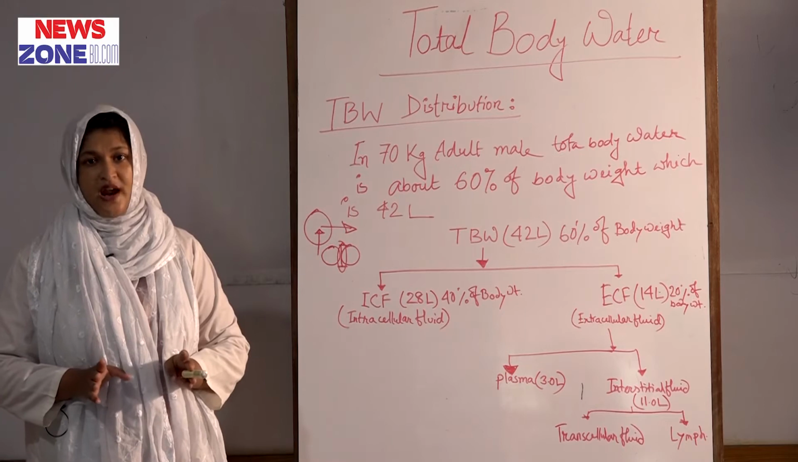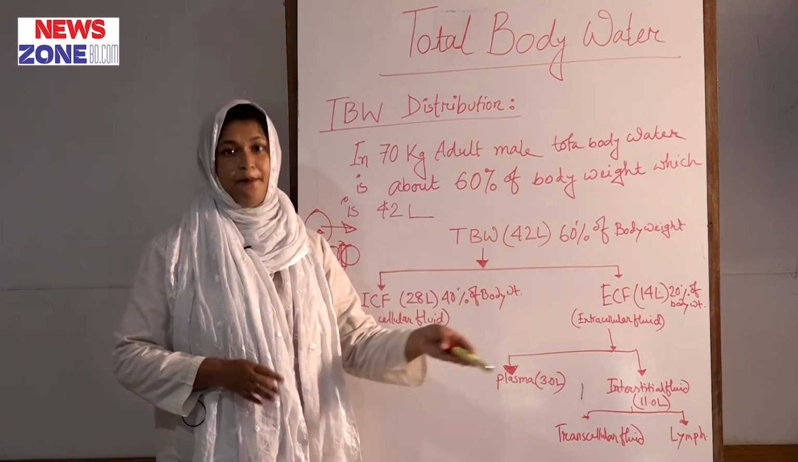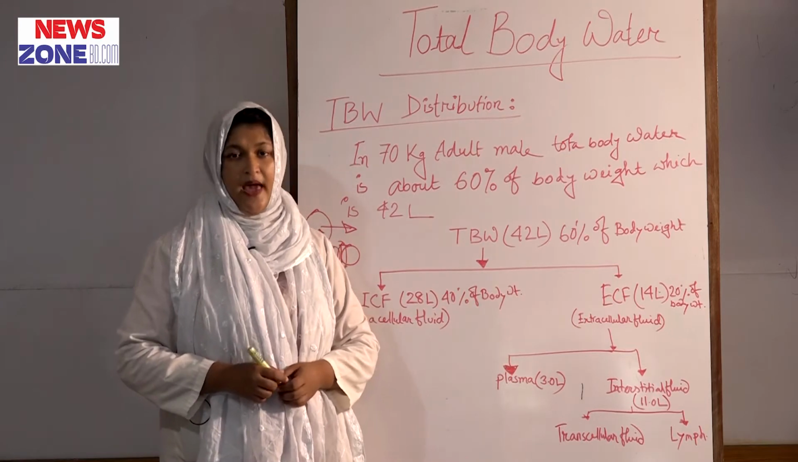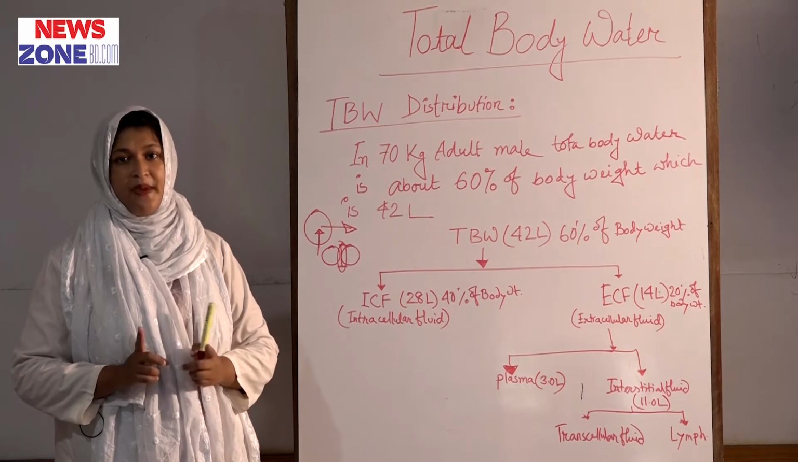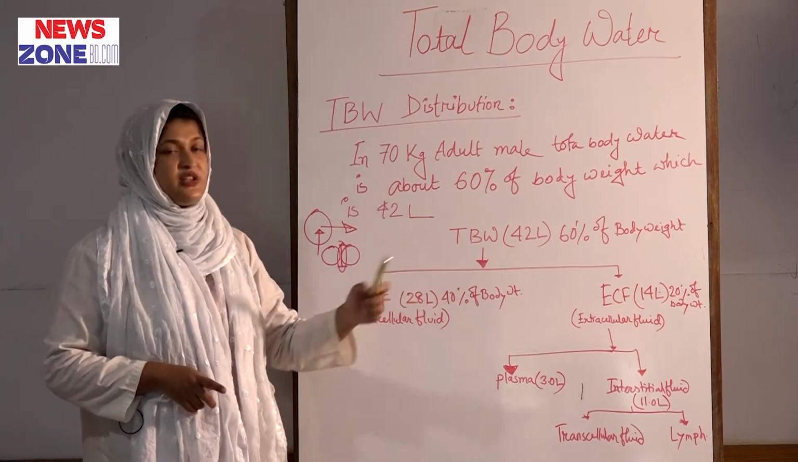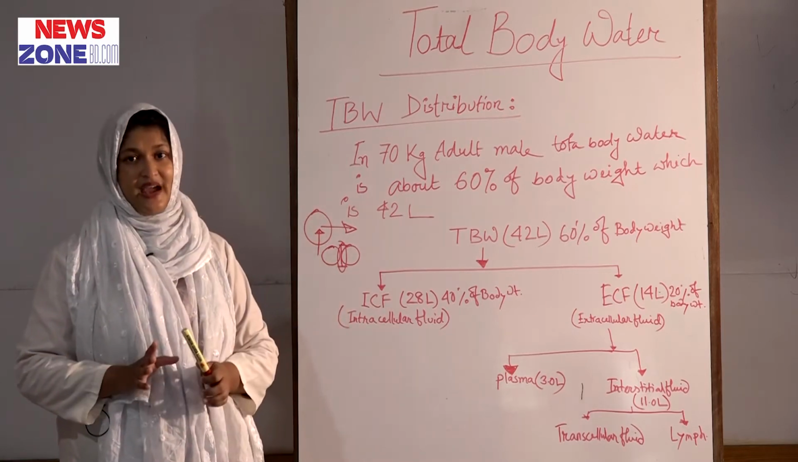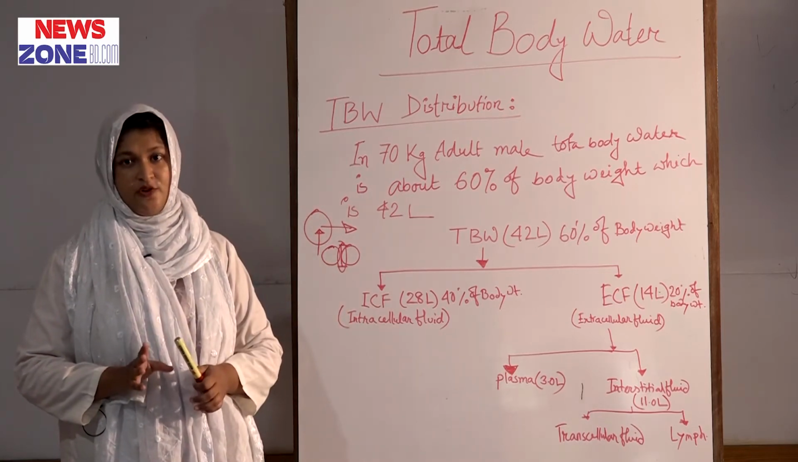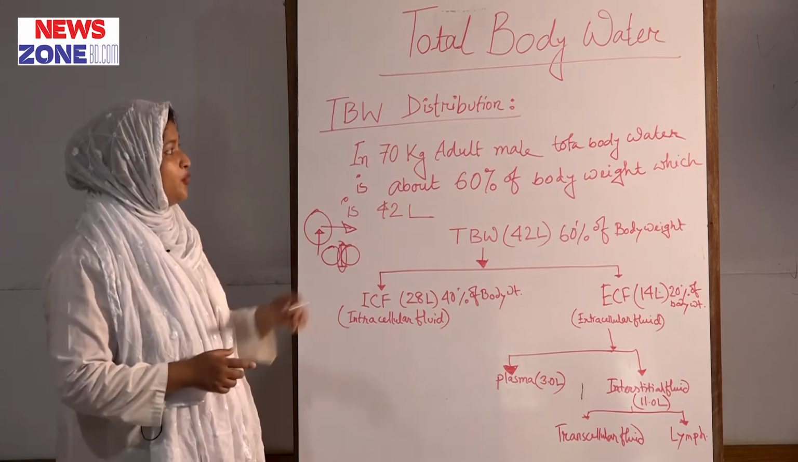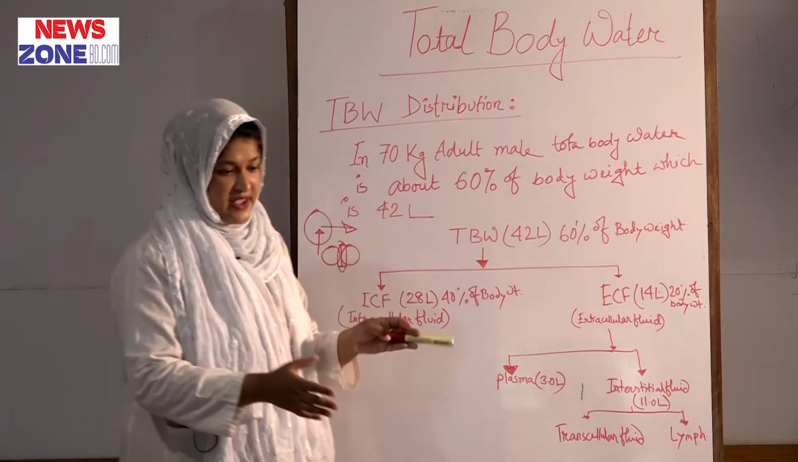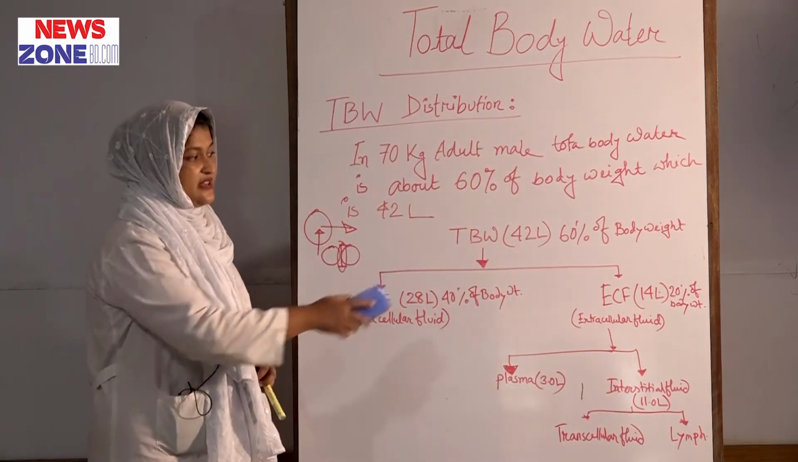There are many electrolytes inside our body. In the extracellular fluid compartment, the main electrolyte is sodium ion and chloride ion. Sodium is the cation and chloride is the main anion of the extracellular fluid compartment. And in the intracellular fluid compartment, the main cation is potassium and the main anions are phosphate and protein. Now we will show you the range of electrolytes in ICF and ECF.